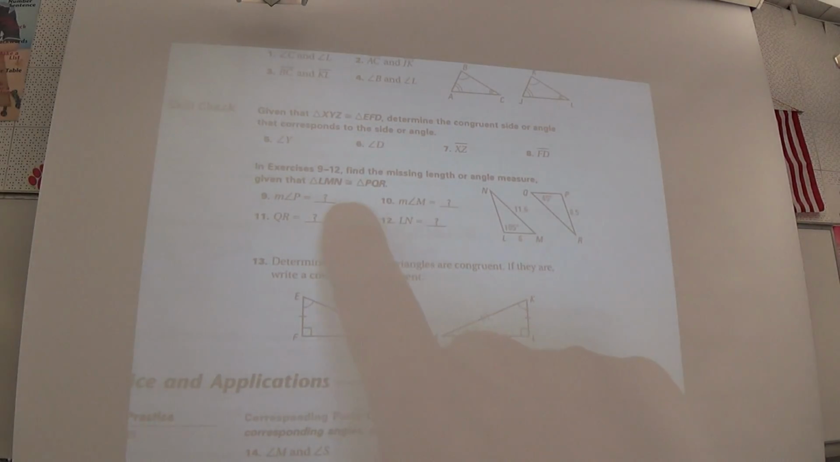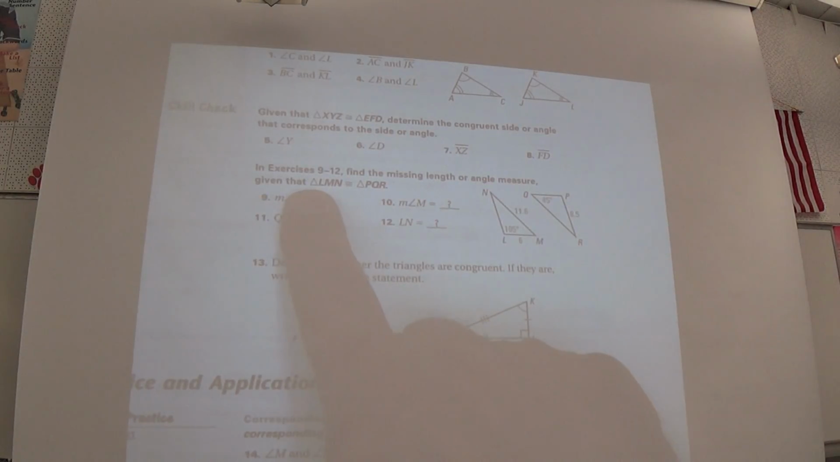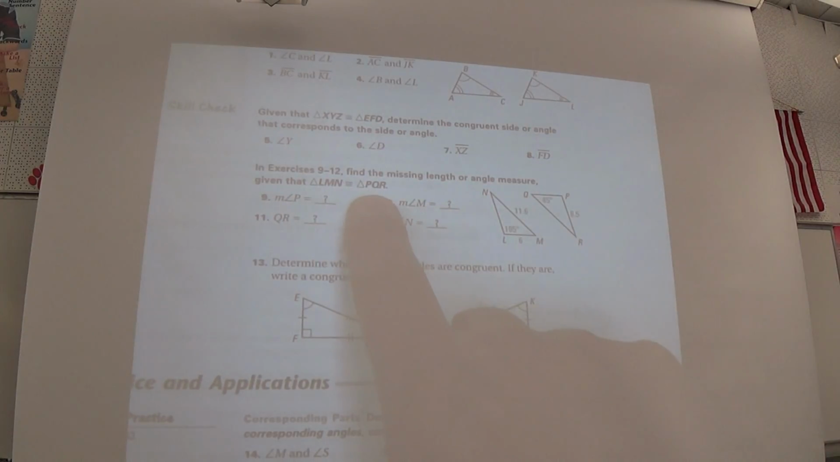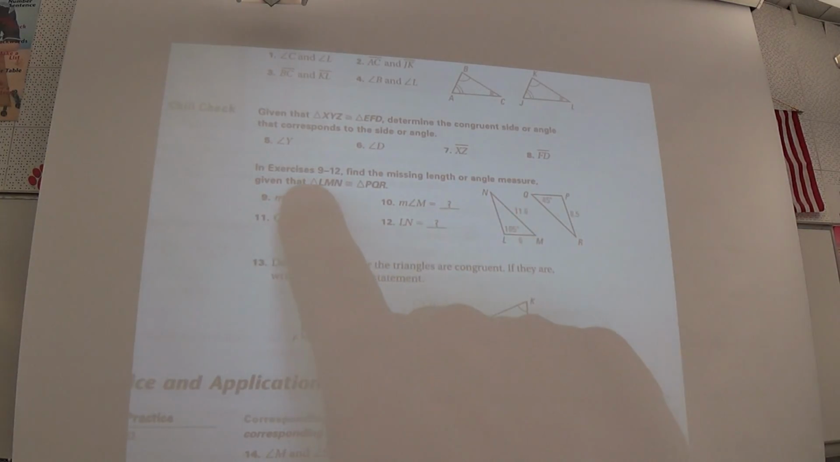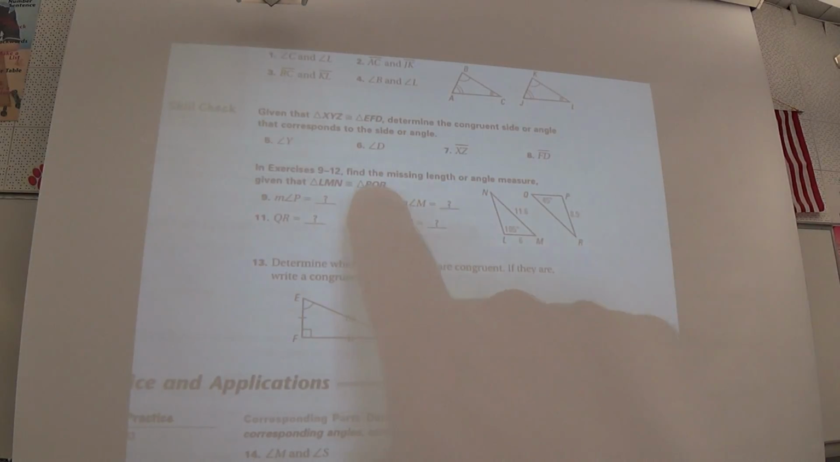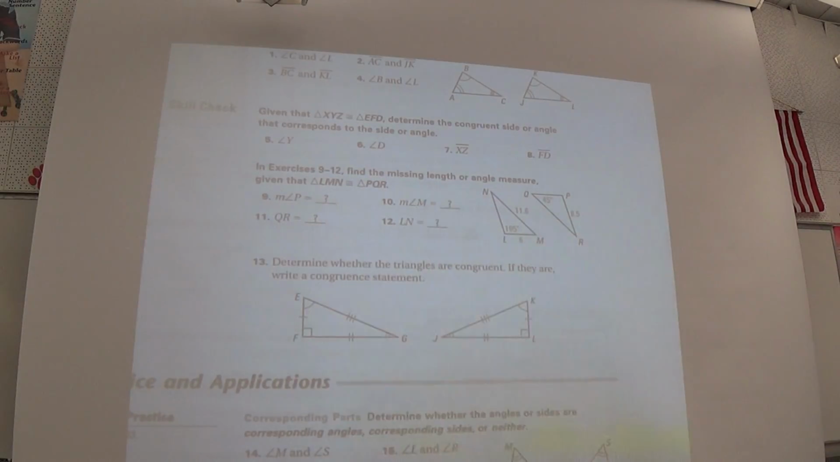In these exercises 9 through 12, it says find the missing length or angle measure given that triangle LMN is congruent to triangle PQR. So you have to look at the first triangle, triangle LMN, find the corresponding parts on the other triangle, and see if you can match up the congruent sides. So you're going to fill in the blanks here.